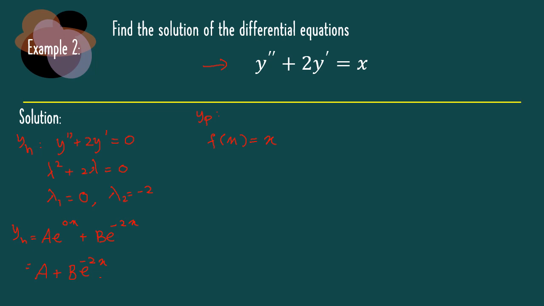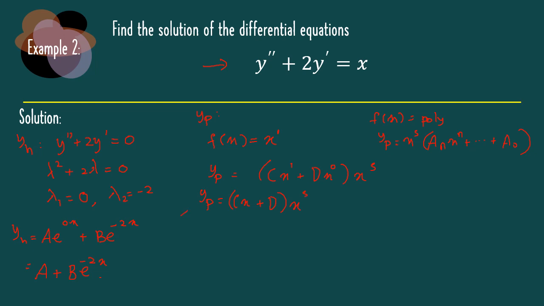Based on our table, if our fx is a polynomial, our yp is equal to a_n x to the power of n until a_0, and multiply with x to the power of s. So here our fx is equal to x to the power of 1, so our yp is equal to (cx to the power of 1 plus d x to the power of 0) multiplied with x to the power of s. Or I can write yp is equal to (cx plus d) x^s.